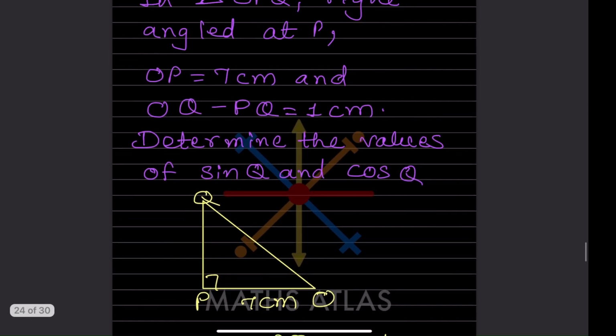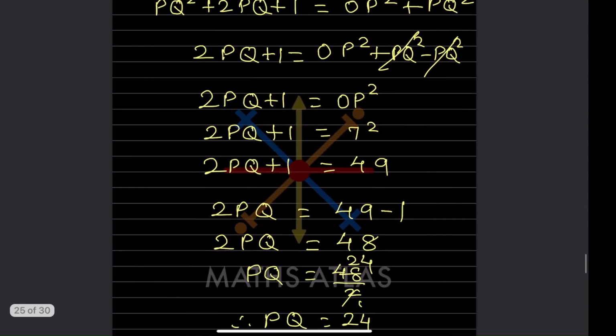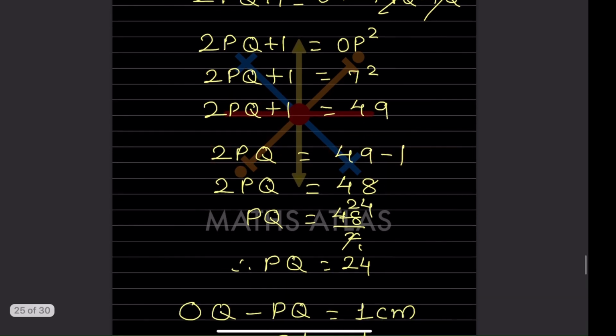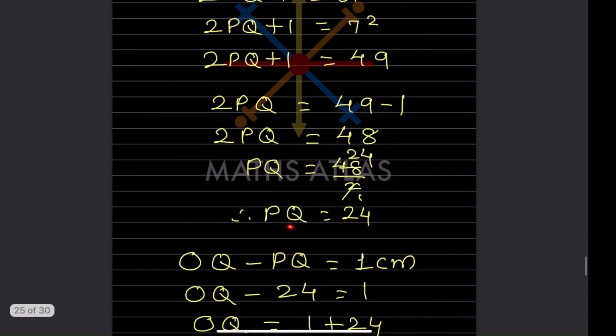Now the value of OP is given. Can you see here? OP is 7. So this is OP square, so we can take it as 7 square, and 7 square is 49. So 49 equals 2PQ plus 1, and plus 1 is going to be minus 1 on the other side. So 2PQ is going to be 48. You know 2PQ means there's a multiplication sign over here. So PQ is going to be 48 divided by 2, which is 24. So PQ is 24. Now we got PQ.